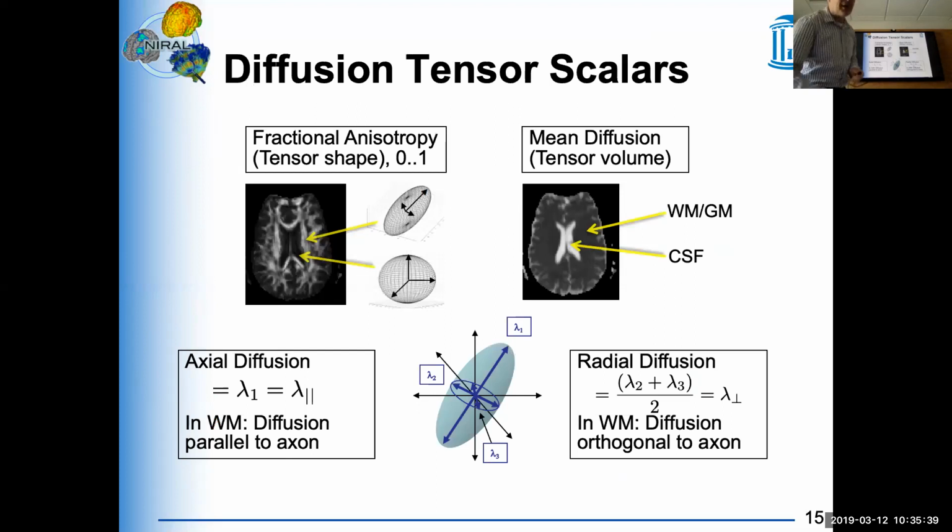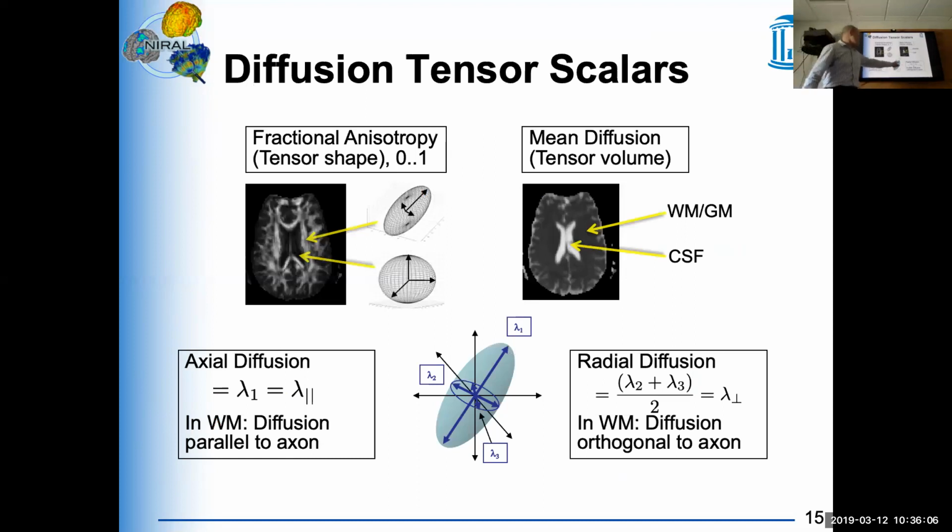How is that major axis determined? The major axis is the eigenvector. The first eigenvector gives you the major diffusion orientation, and lambda 1 is how much diffusion is happening along that direction. So you take your tensor, you solve an eigensystem, and you get 3 eigenvalues and 3 eigenvectors.